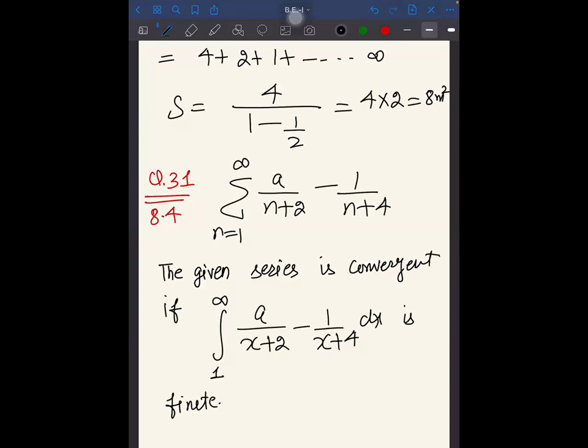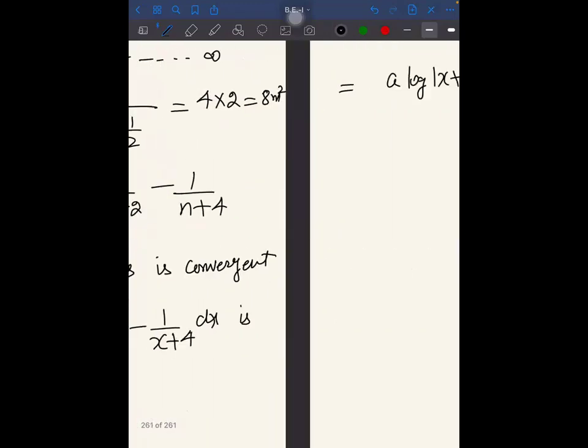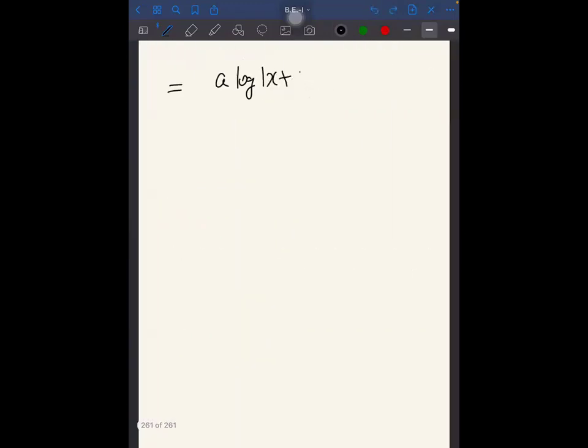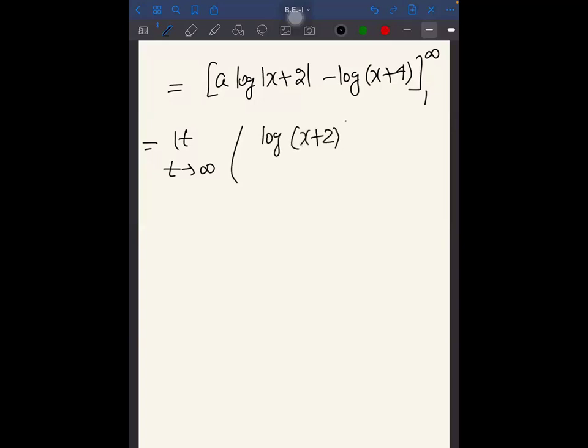Okay, so let's try to find out the integral. So this is something like a times log of x plus 2 minus log of x plus 4, from 1 to infinity. So we generally keep a limit t tends to infinity, and let's say this expression can be written as log of (x plus 2) power a minus log of (x plus 4), and let's say from 1 to t, right? That's how we're going to write it. Limit t tends to infinity.